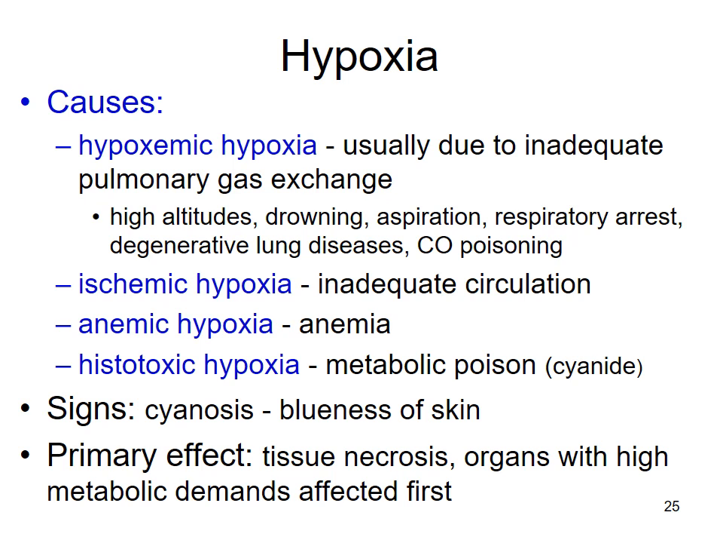Some of the signs of hypoxia include blueness of the skin, and often what we see, that will be our first symptom, that cells are dying off, and you will get tissue necrosis, and obviously organs with the higher metabolic demands, such as our kidneys, our hearts, and our brains, are usually the first to be affected by this.